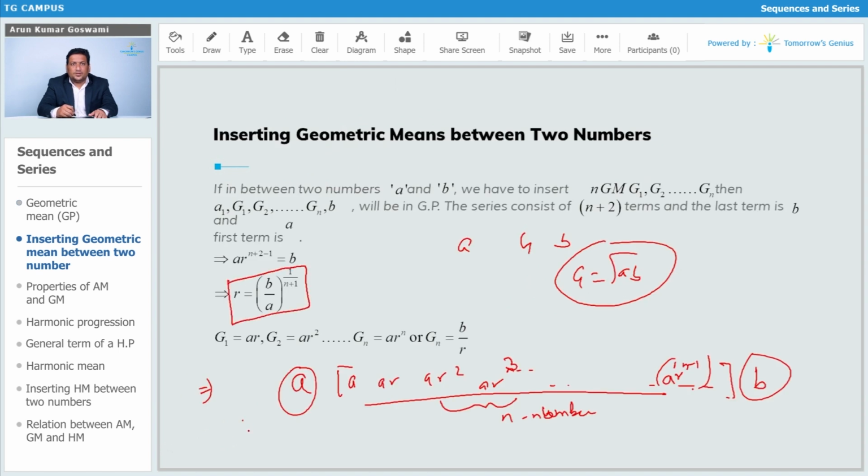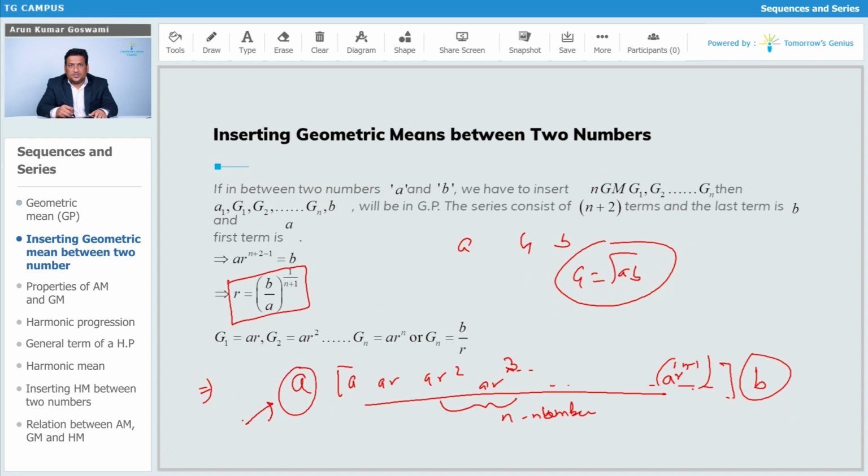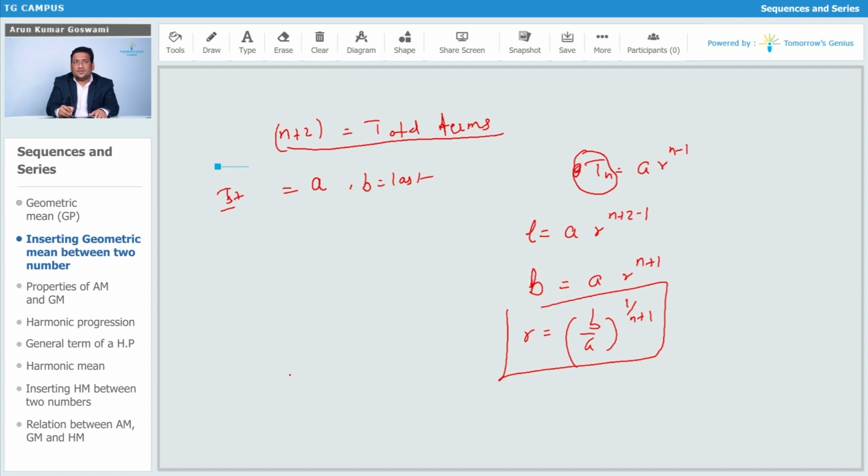So this is my first term, and this will be my second term. Don't get confused with this; I have written it to make you understand. I should write this as g1, g2, g3, up to gn. So if my series is a, g1, g2, g3, up to gn and b, then the common ratio is the one I have given.